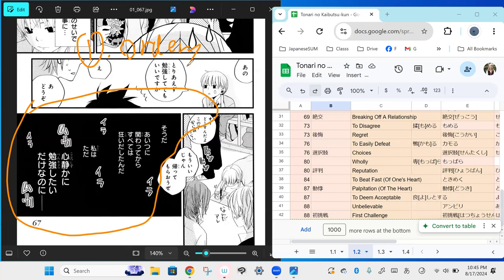But in this context, rather than "ordinary," it's being used to mean "just." That's the more metaphorical reading for it. So it's "just" or "only," like the thing that I just wanted. It's only that I was wanting something, basically. That's how it's used in this context.